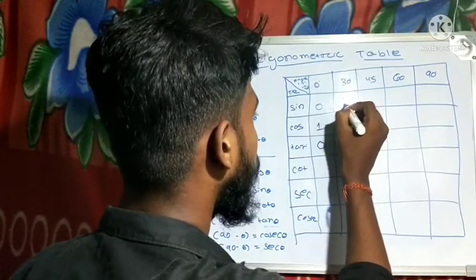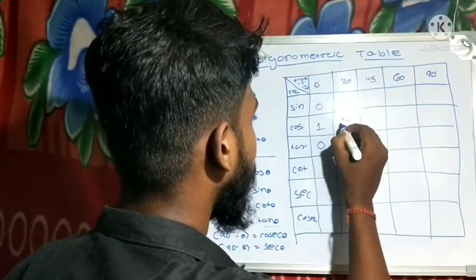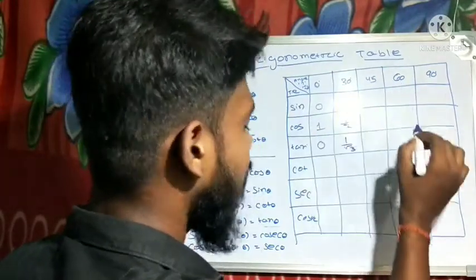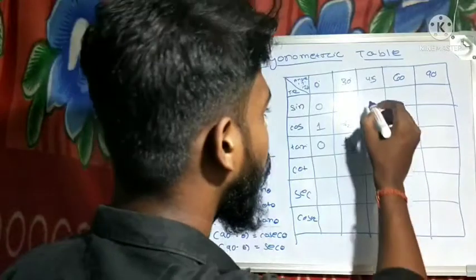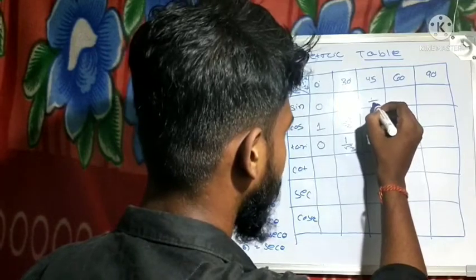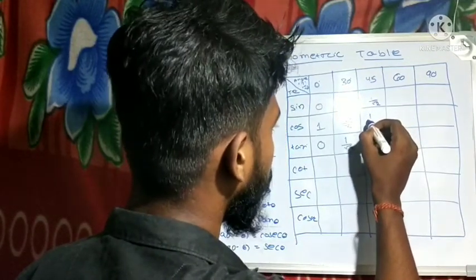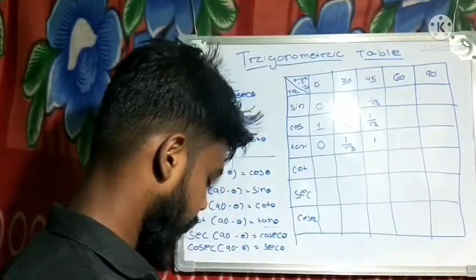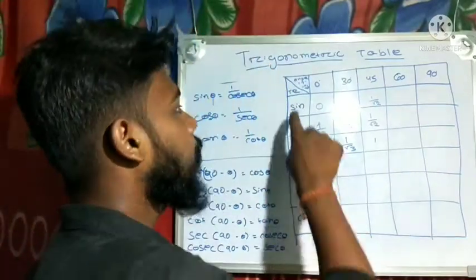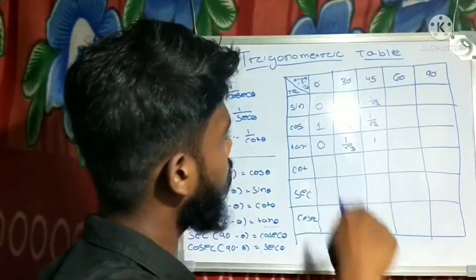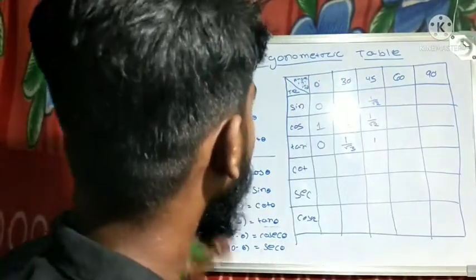Sin 30 is 1 by 2, cos 30 is root 3 by 2, and tan 30 is 1 by root 3. Then sin 45 is 1 by root 2, cos 45 is 1 by root 2, and tan 45 is 1. This is the thing, nothing more. You have to remember this. There is no short trick for remembering this. Then you have to apply the formula.